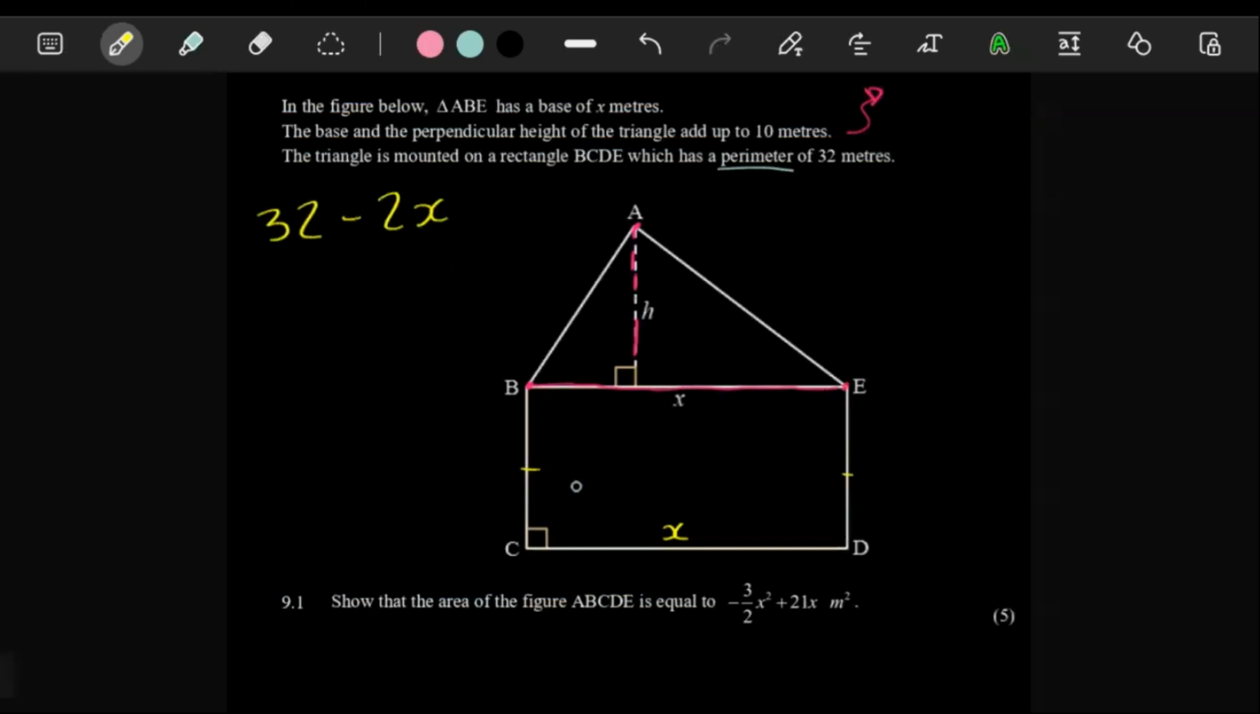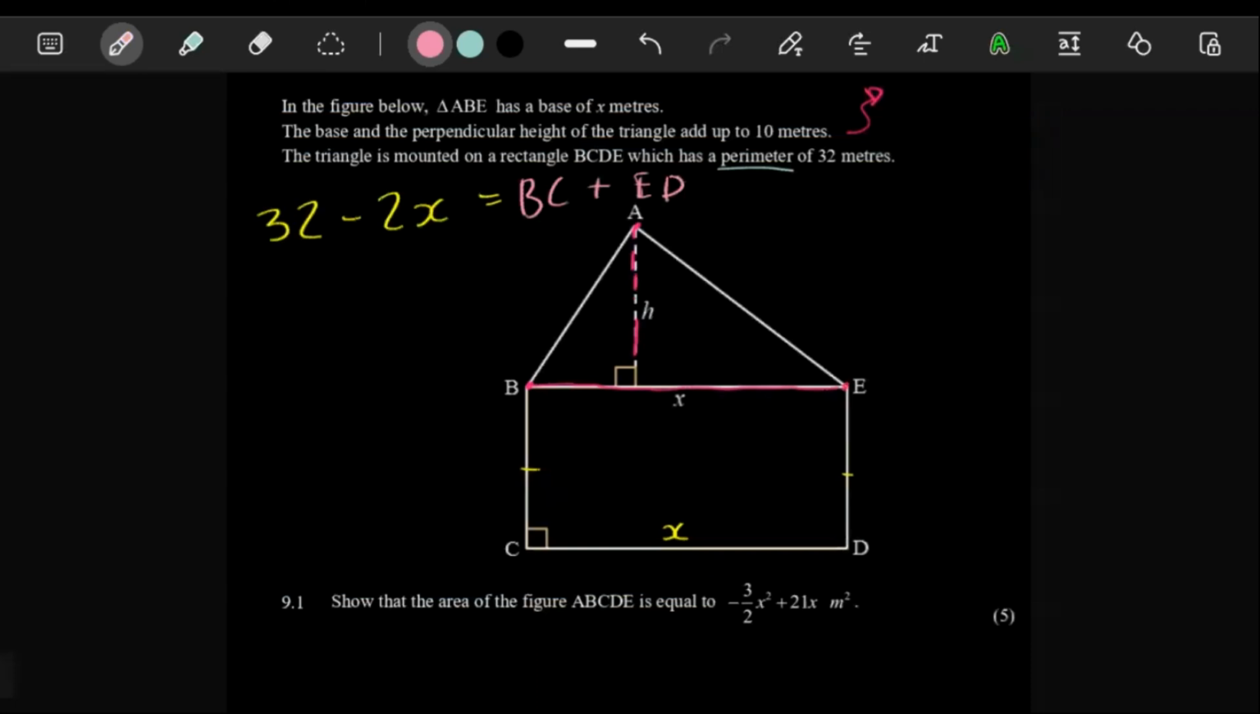So the distance of BC plus ED, right? What we know is 32 minus 2X. This is what BC and ED is equal to. ED and BC put together is equal to 32, which is the whole thing, minus 2X.